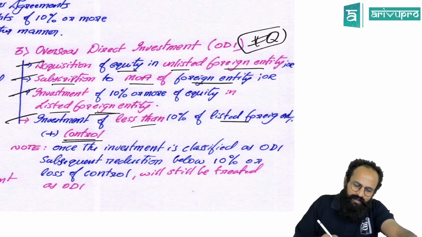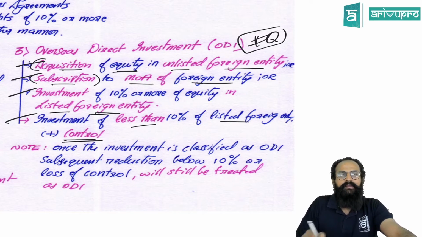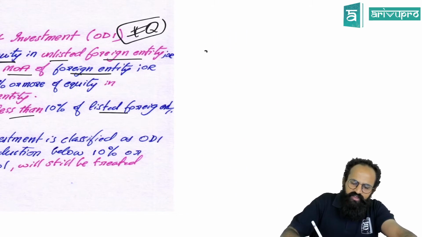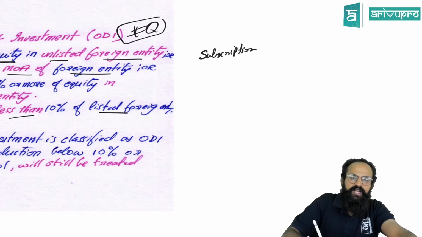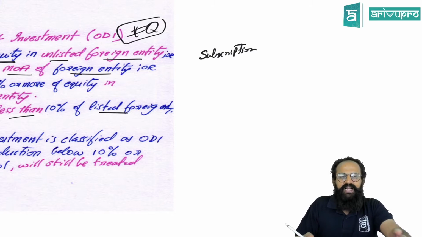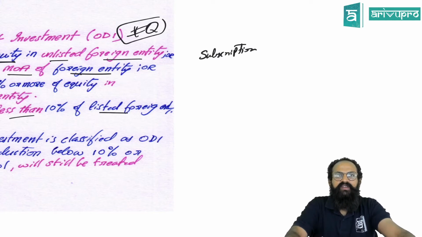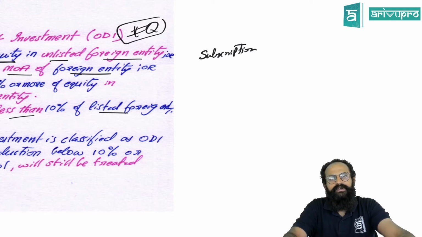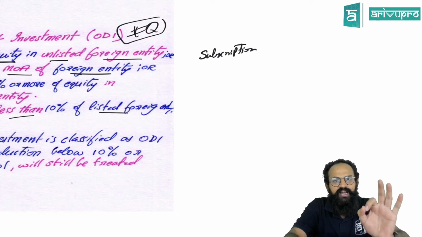ODI means acquisition of equity. Sir, what do you mean by acquisition? What do you mean by subscription? What's the difference? People always remember, we use the word subscription during the initial days of the company. Meaning, when the company is being set up, if you are buying the shares of the company, we call it subscription. If the company is already set up, it's a running company, and you are buying the shares of the company now, it is called acquisition.